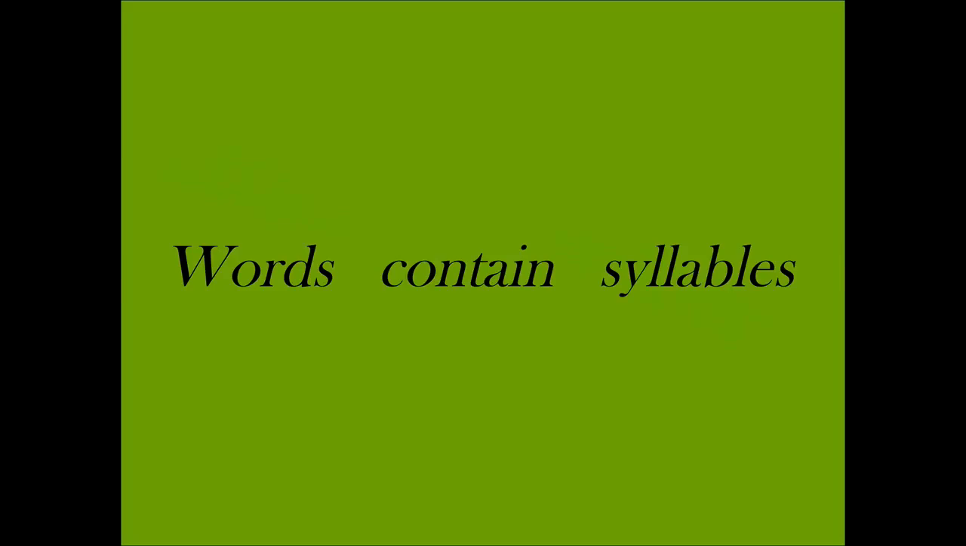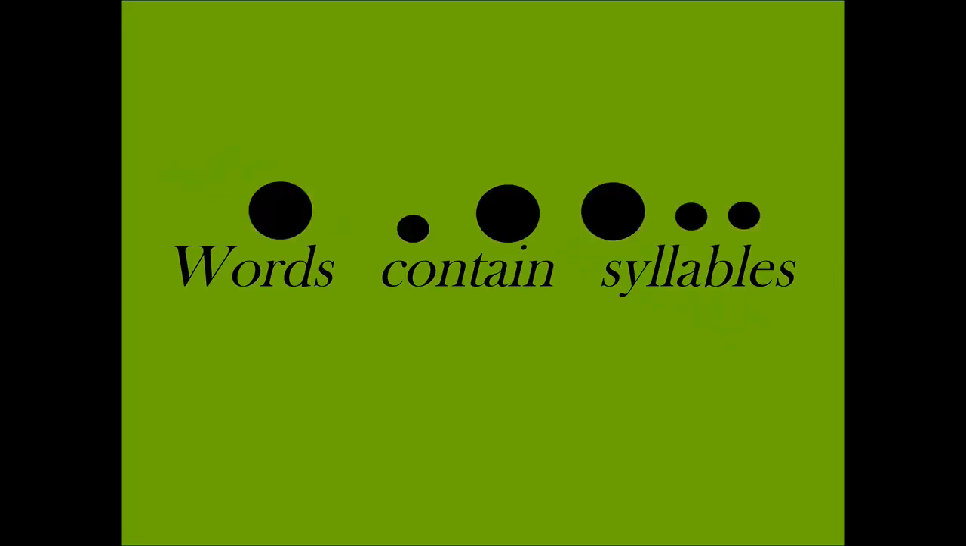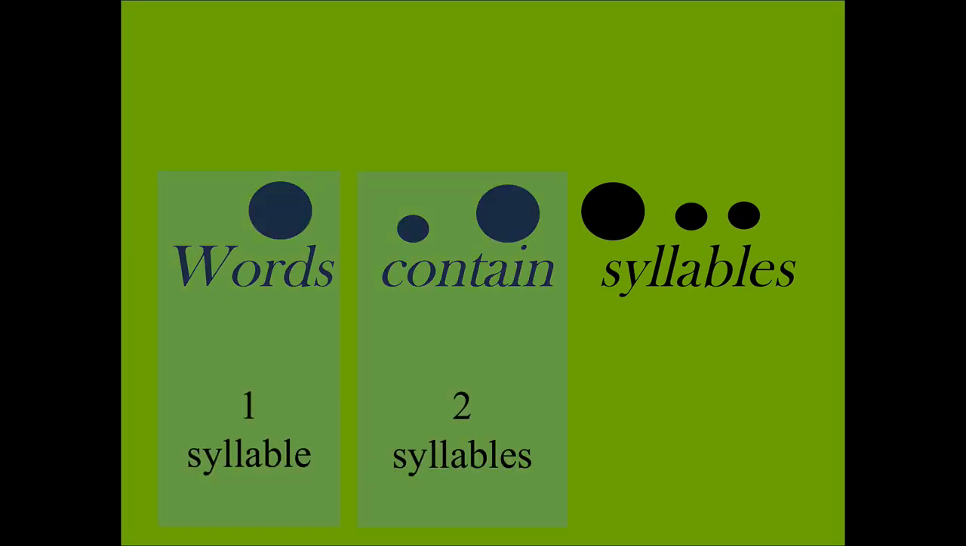Well, the first thing you need to know is that words contain syllables. The word word has one syllable, contain has two syllables, and syllables has three syllables. In almost every word in English with two or more syllables, one syllable will be strong or stressed, and the other will be weak or unstressed.